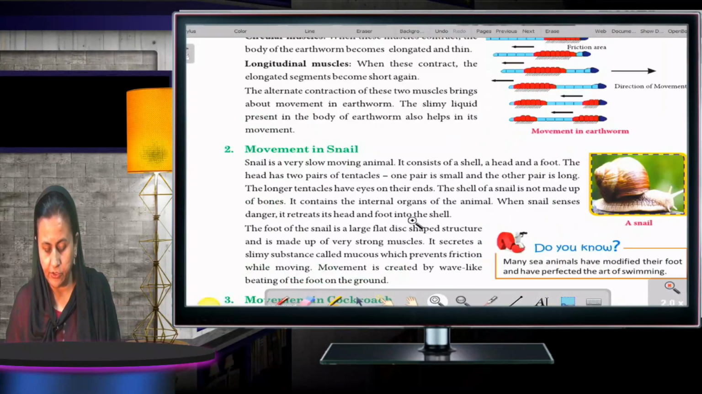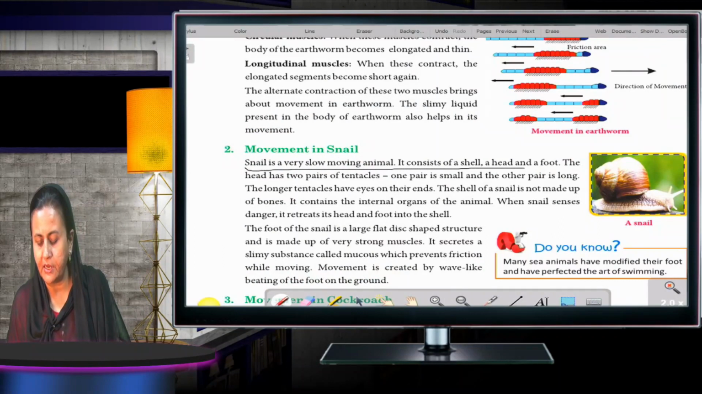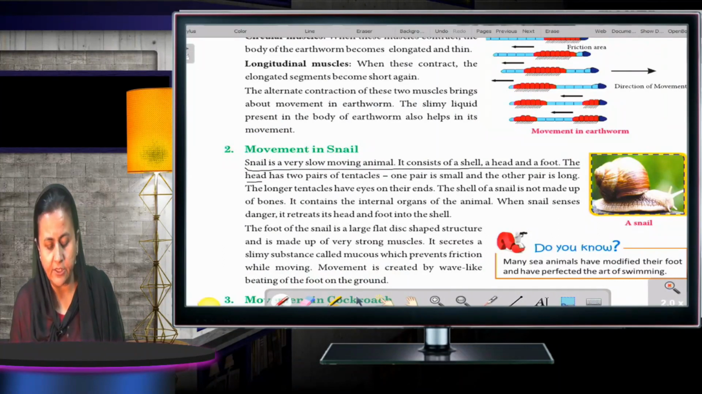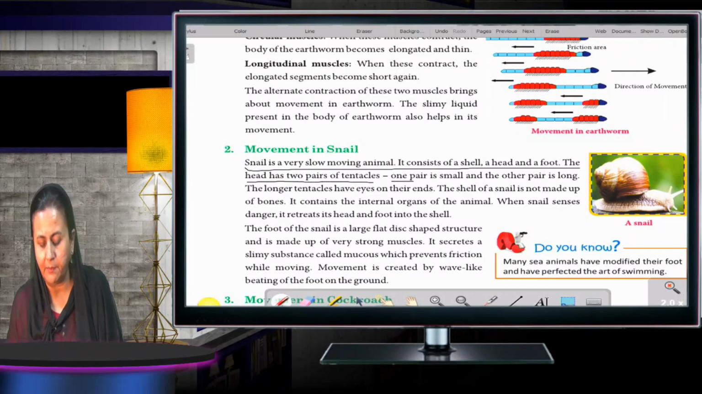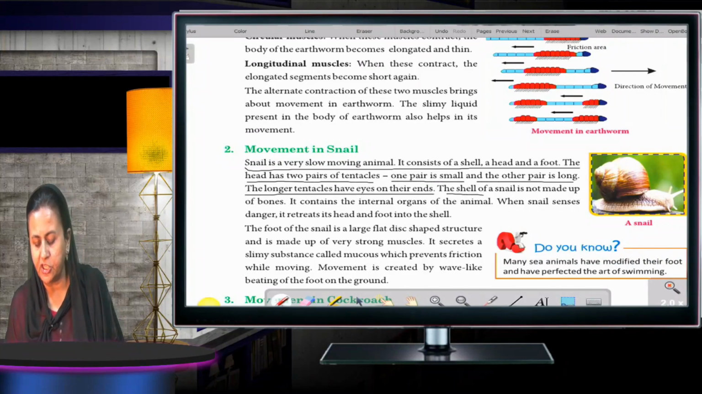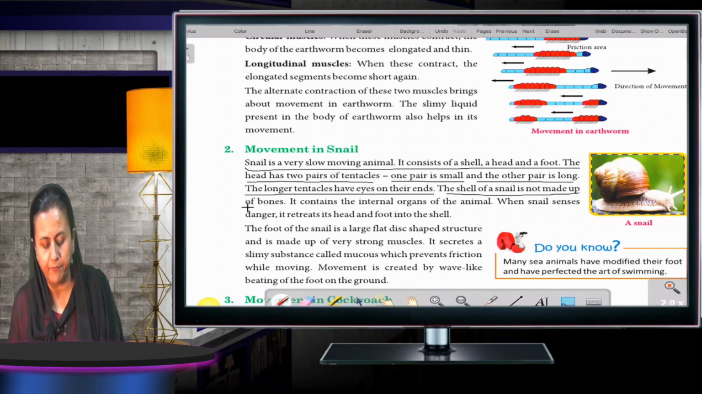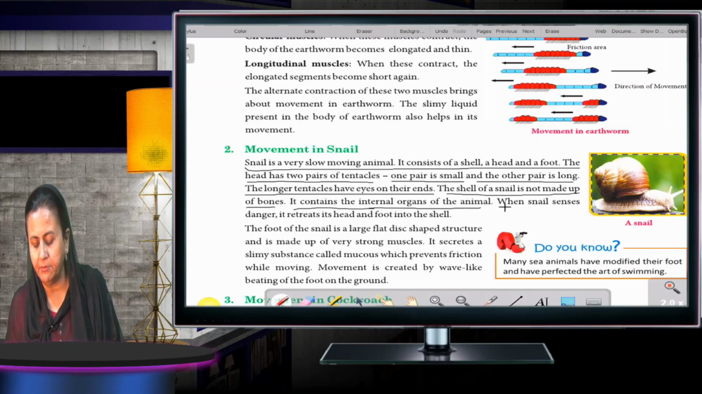Okay, now we will talk about movement in snails. As you can see on your screens also clearly now, snail is a very slow moving animal. It consists of a shell, a head, and a foot. The head has two pairs of tentacles. One pair is small and the other pair is long. The longer tentacles have eyes on their ends. The shell of a snail is not made up of bones. It contains the internal organs of the animal. When a snail senses danger, it retreats its head and foot into the shell.